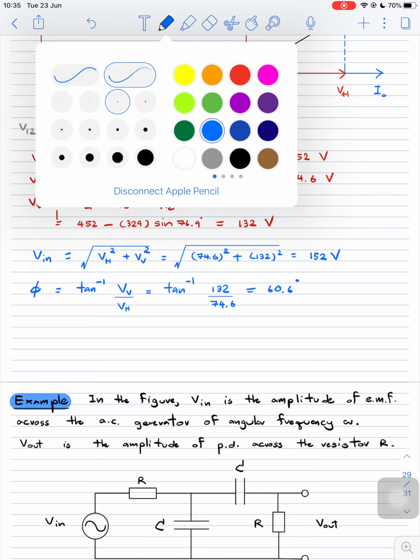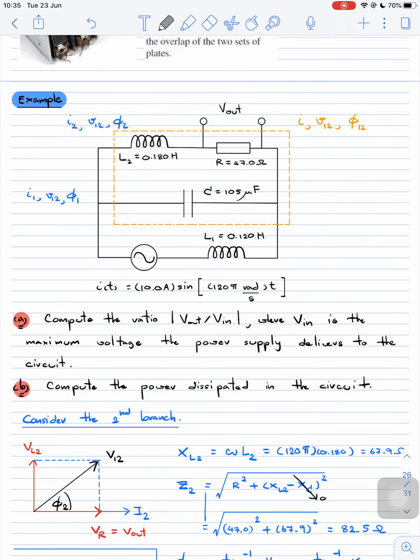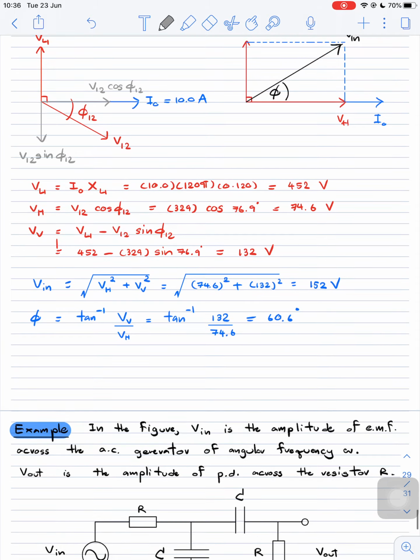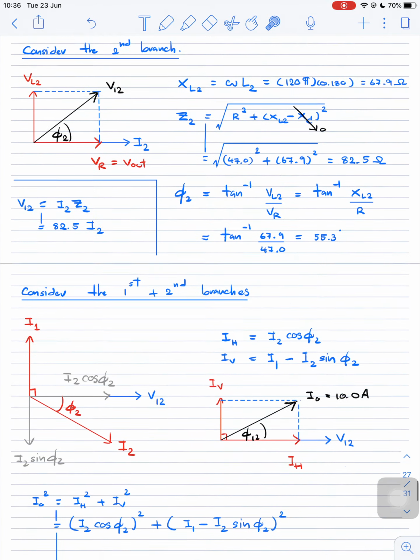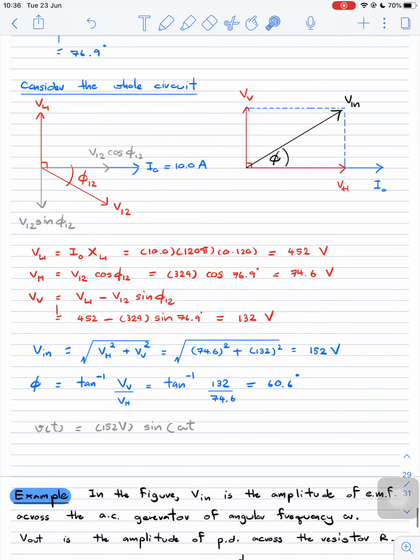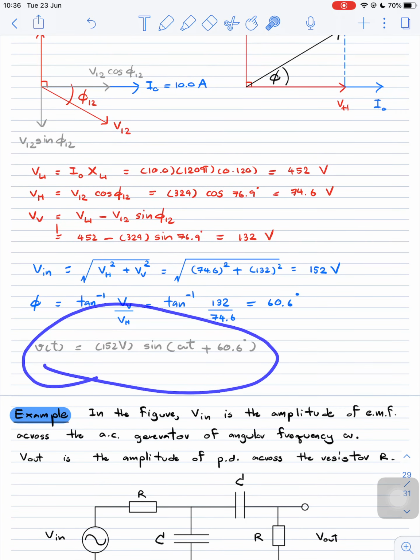By the way, let me write down the potential difference across the source here. Let's say this V(t) is equal to this 152 volts times the sine of omega t, because the phase of the current is equal to omega t. But what is the phase of V? From this phasor diagram, you can see that the phase of V is leading the phase of the current by phi, so it must be plus 60.6 degrees. This will be the function of the potential difference across the source here.